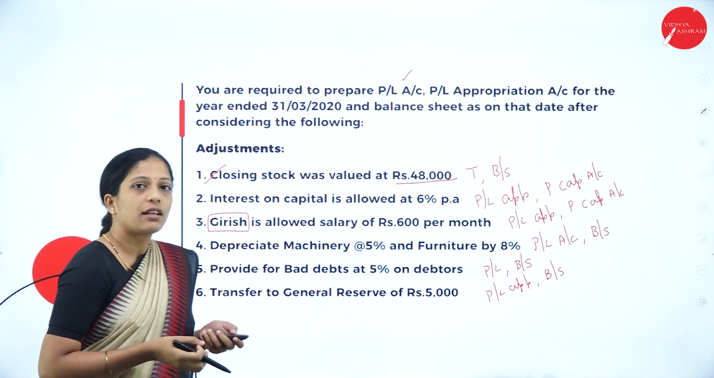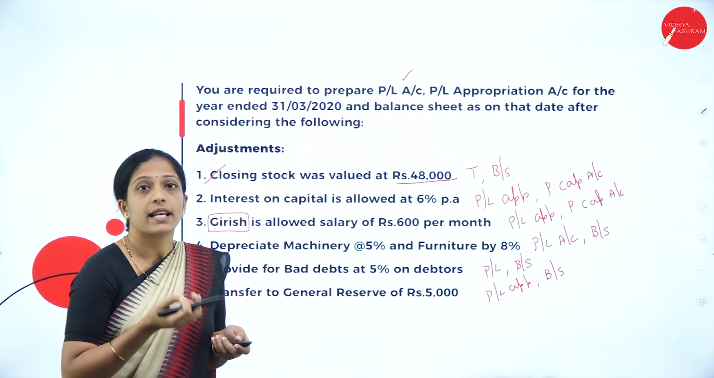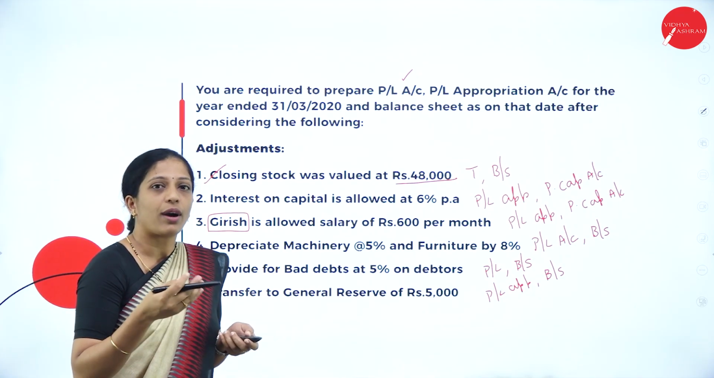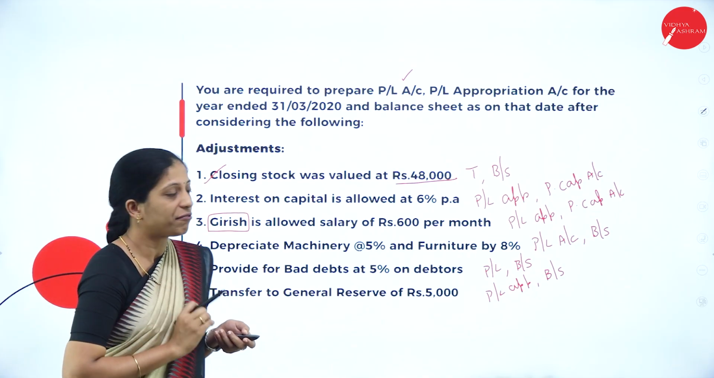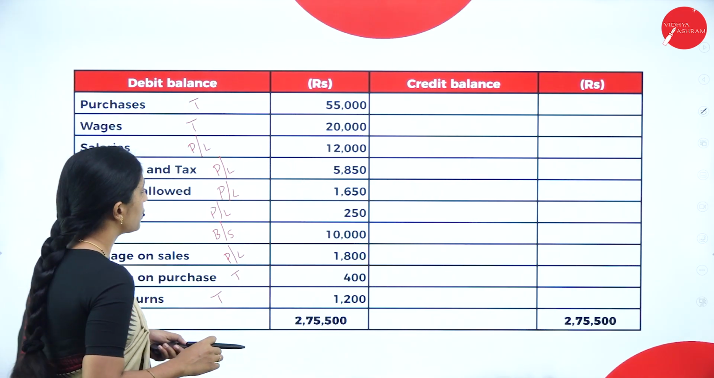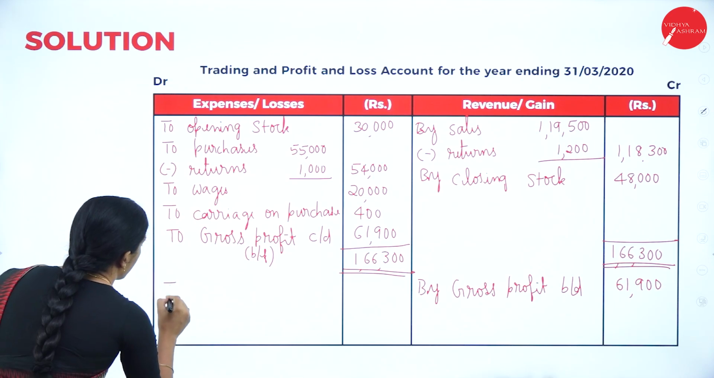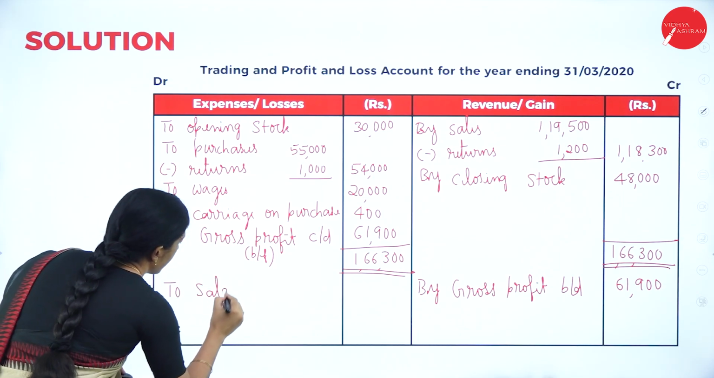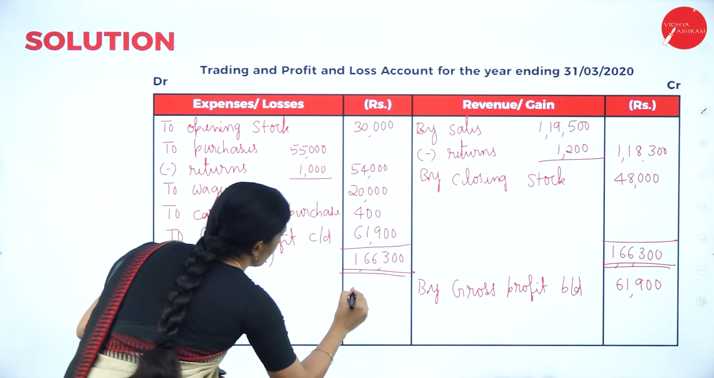So normally they will give you outstanding salary or prepaid salary. If there is outstanding, you have to add. If there is prepaid, you have to minus. So in this problem, it is only salary 12,000. We shall take it directly. So here you will record to salaries, that is 12,000.